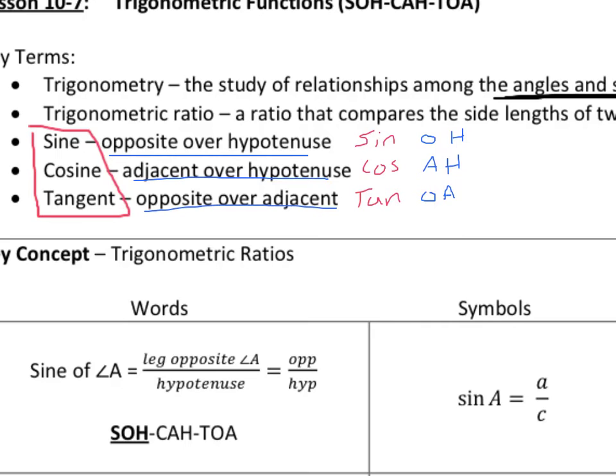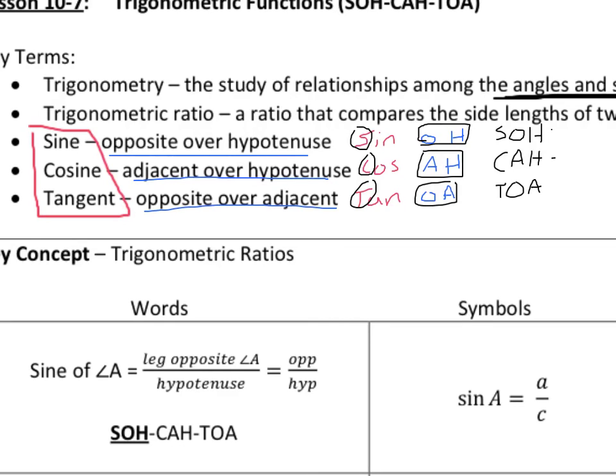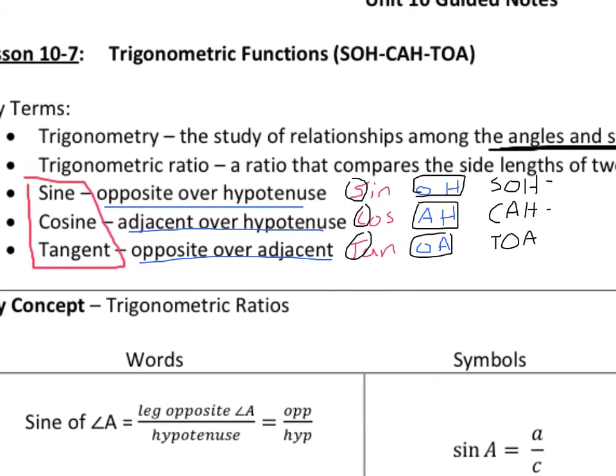Now, if you notice, you have SOH, or Soh, and CAH, or Cah, and TOA, or Toa, and that's SOHCAHTOA, which is what this is referring to up here. And that's just a phrase to help you remember what ratio to use with which trig function. And we'll get into that again later.